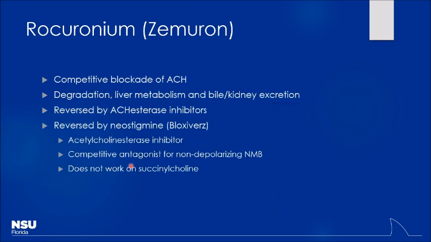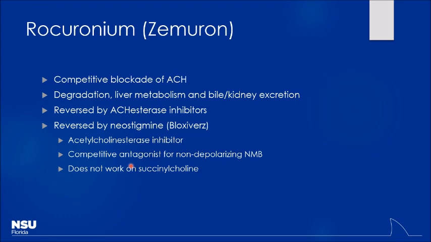Again, it works by competitive blockade of acetylcholine. We're going to talk about the reversal agent in a little bit, but basically it's just sitting on the nicotinic receptor, preventing any activation, which leads directly to that flaccid paralysis. So what effects do you think this has on, say, potassium? It should have no effects, right? Because again, it doesn't activate the actual skeletal muscle tissue. It doesn't have any activating properties.